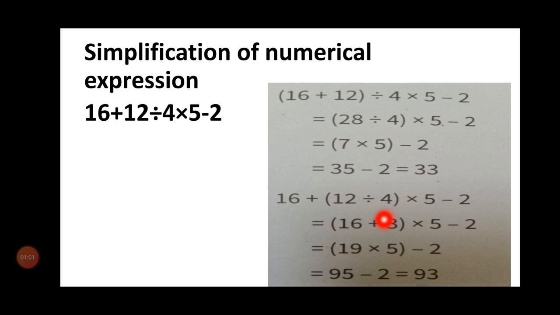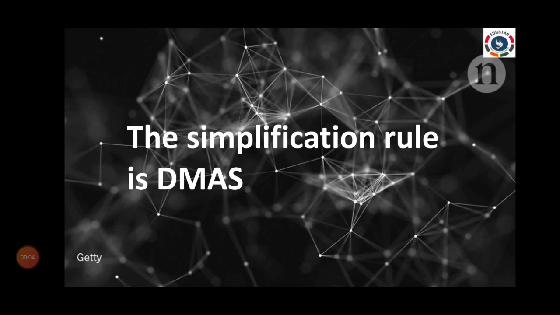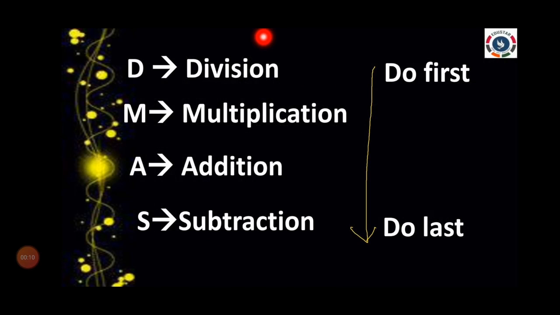So we want to follow a simple rule to solve such a numerical expression. We perform operations in a particular order. First we do division, then multiplication, followed by addition and then subtraction. The sequence division, multiplication, addition and subtraction can be remembered by remembering DMAS, DMAS or Dear Mother and Sister. If you want to remember it, you have to keep it in your mind. Dear Mother and Sister.